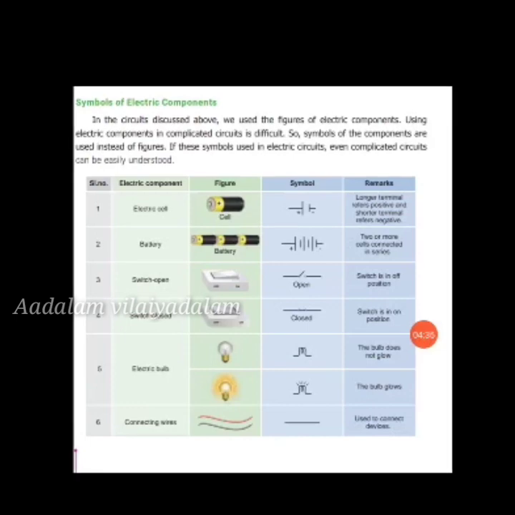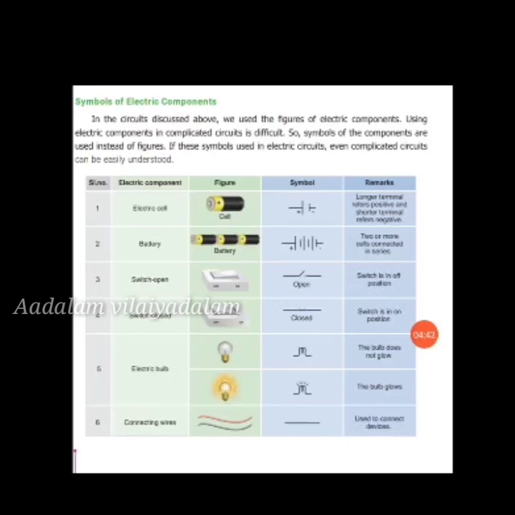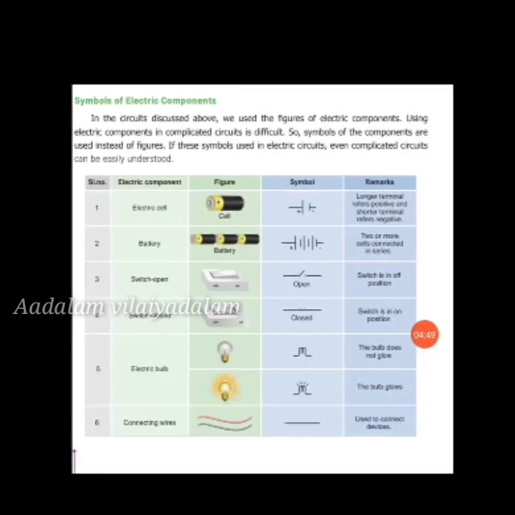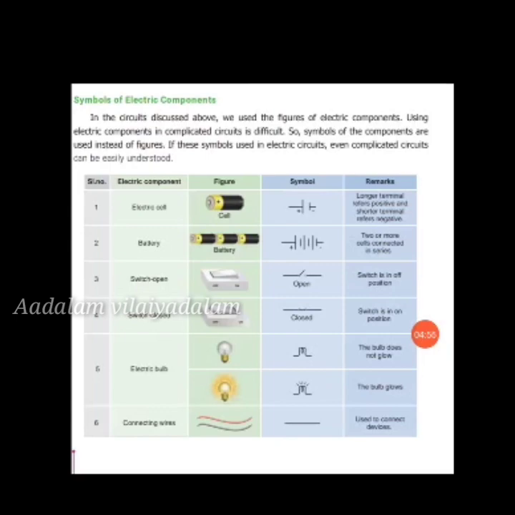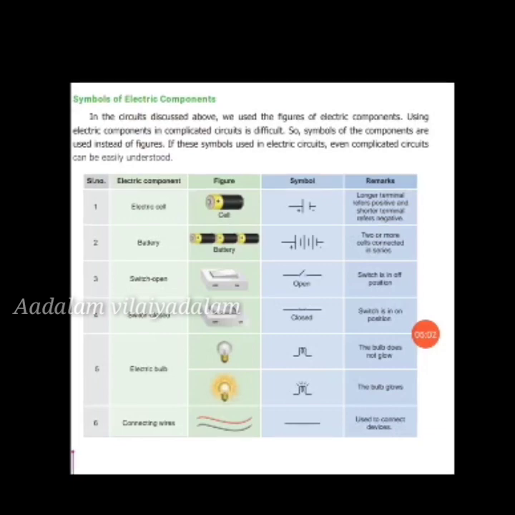Next, switch open. Switch open means off condition. Next, the fourth one, switch close. Close means on condition. Okay. Then the electric bulb. The first one does not glow, that means the switch is in open condition. The second one, the bulb glows, that means the closed condition. Connecting wires are used to connect the devices. Clear? So these are the symbols of electric components.